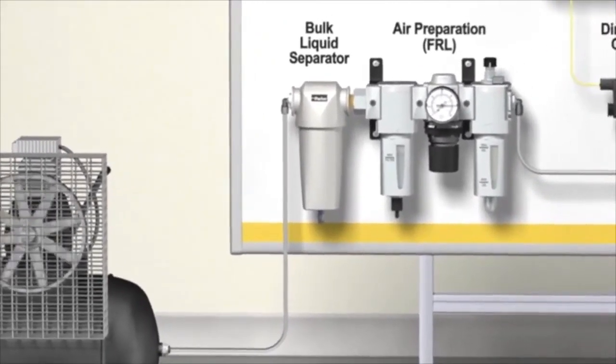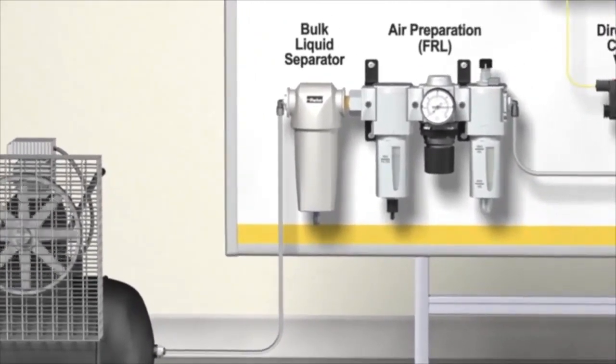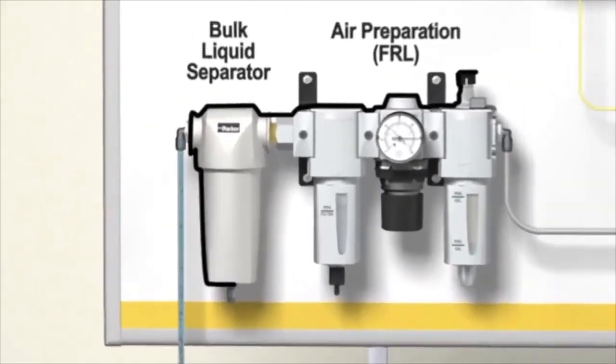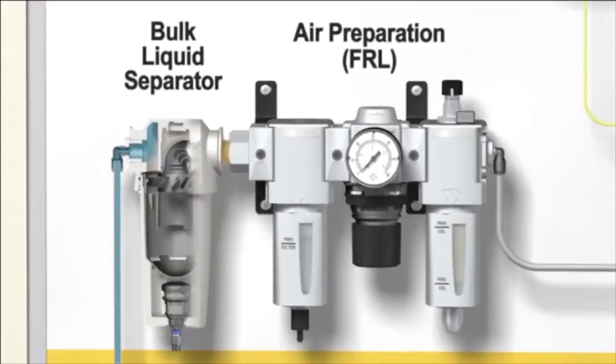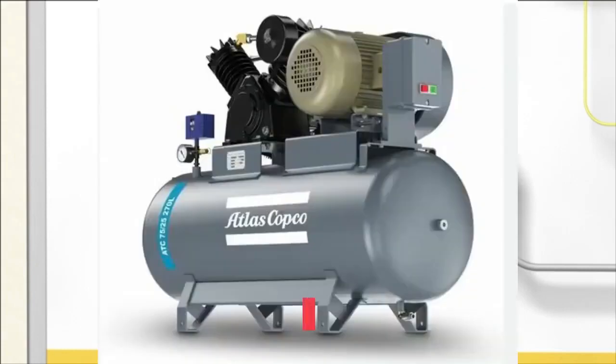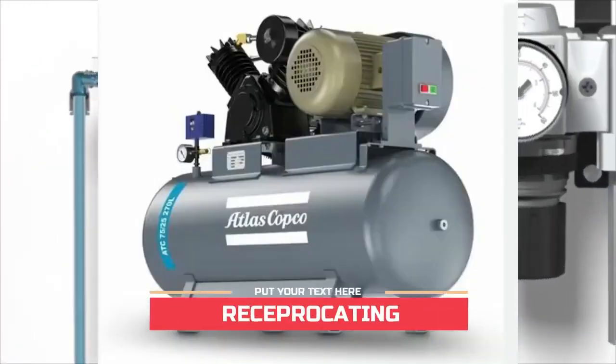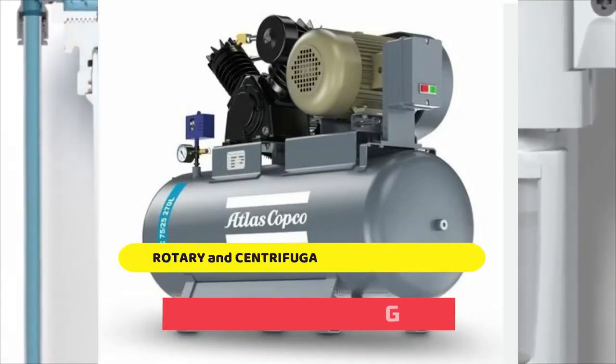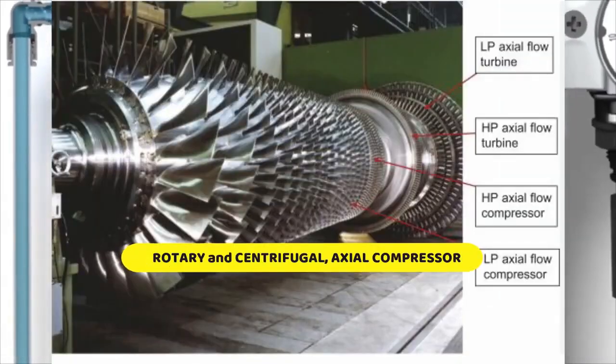Hotter air also contains more moisture, which will result in excess water vapor that will condense in control lines and tools if it is not removed. We have several types of compressor, like reciprocating, rotary, centrifugal, and axial compressors.